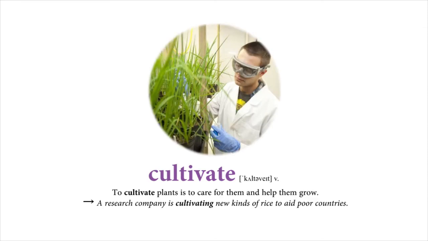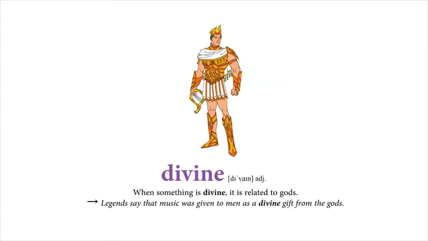Cultivate. To cultivate plants is to care for them and help them grow. A research company is cultivating new kinds of rice to aid poor countries. Divine. When something is divine, it is related to gods. Legends say that music was given to men as a divine gift from the gods.